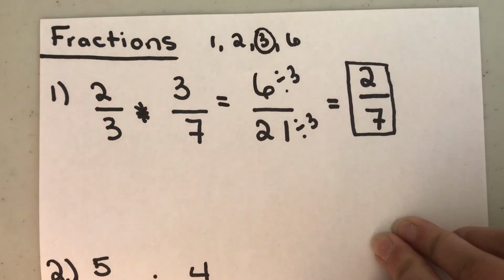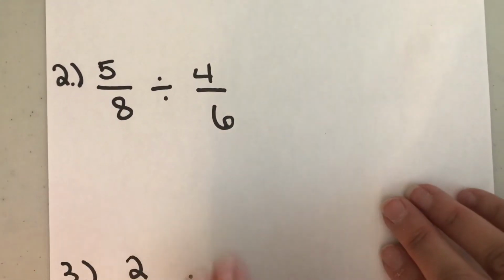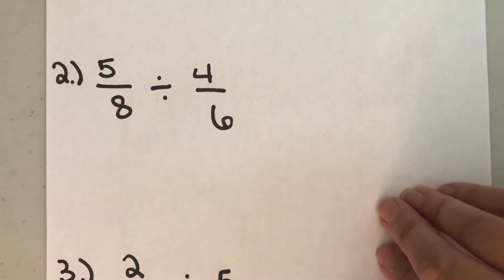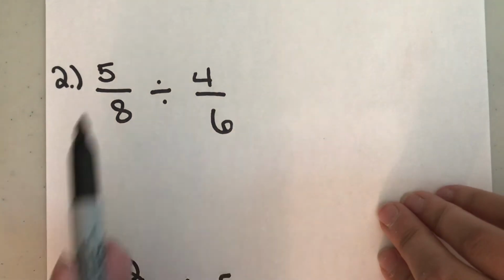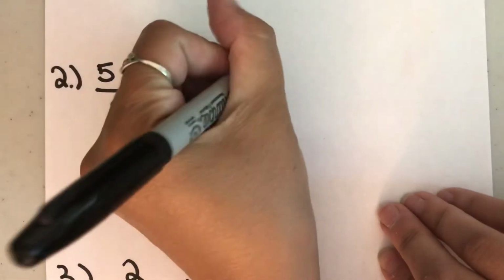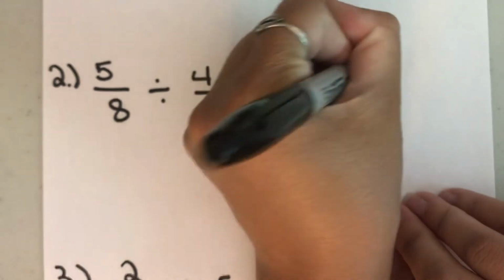All right, so for number 2 here, it is a division problem. So here we have 5 over 8 divided by 4 over 6. With division, you cannot divide two fractions directly. So I do something called KCF.